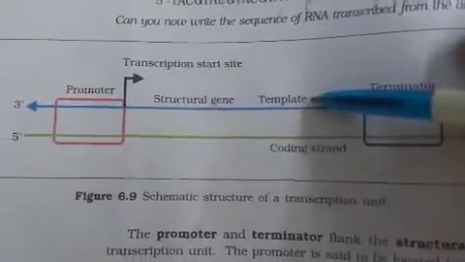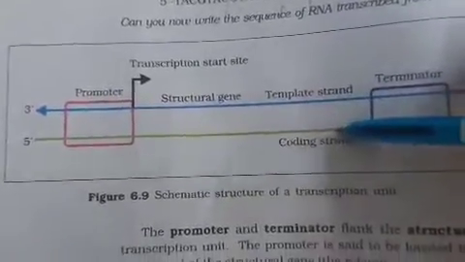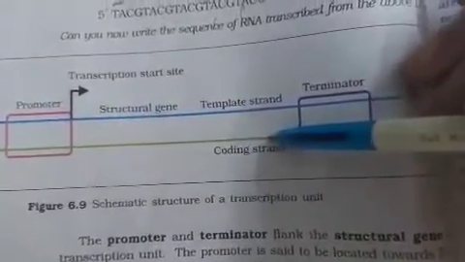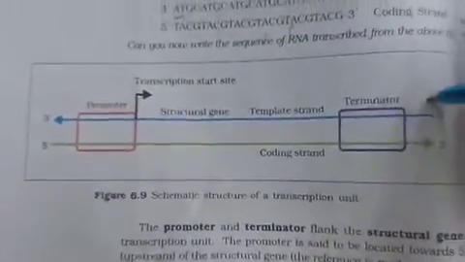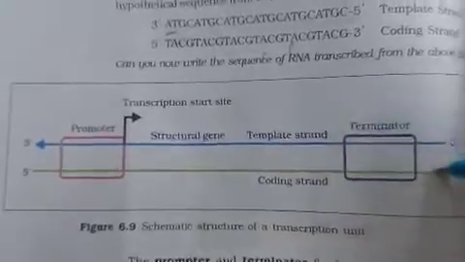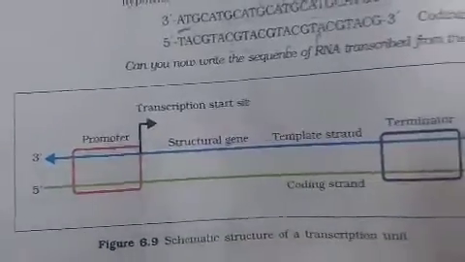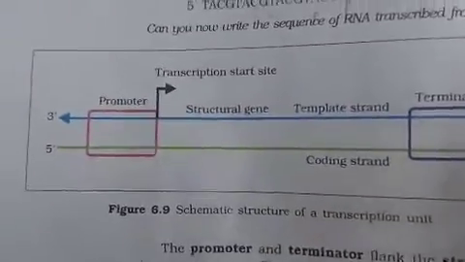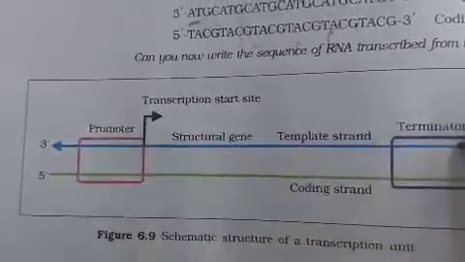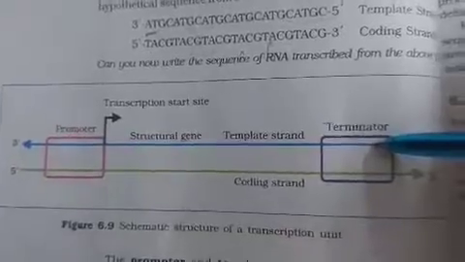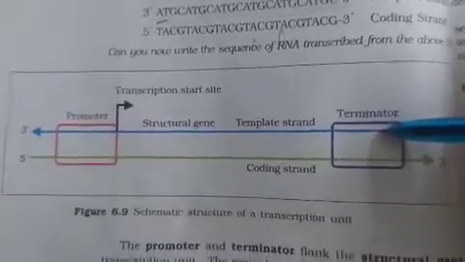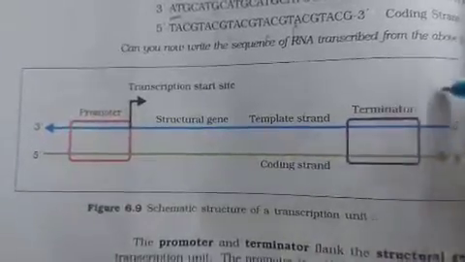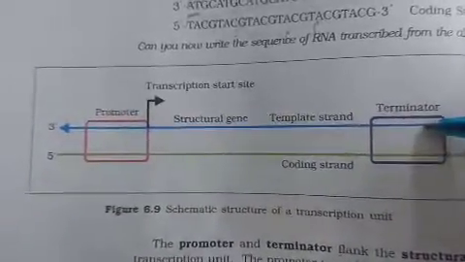Template strand is the one on the basis of which the newly synthesized strand is made. So the terminator is located towards the 3' end, downstream of the coding strand, and it usually defines the end of the process of transcription. So without a terminator, there will be no end of transcription.